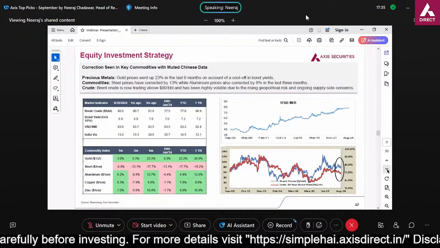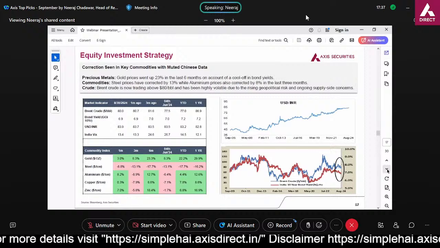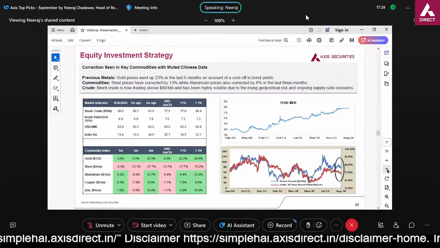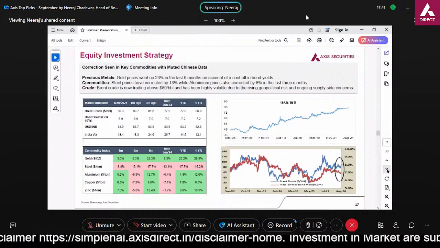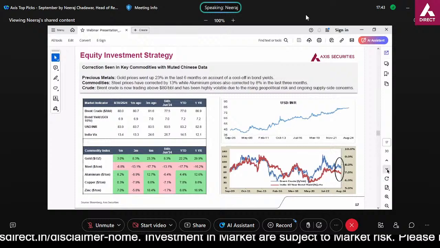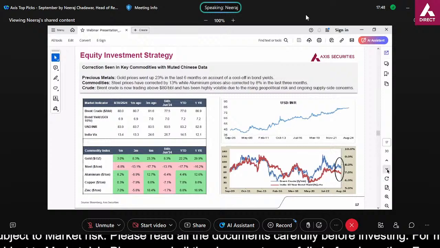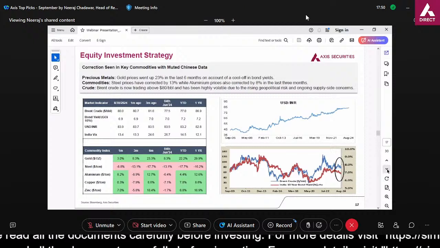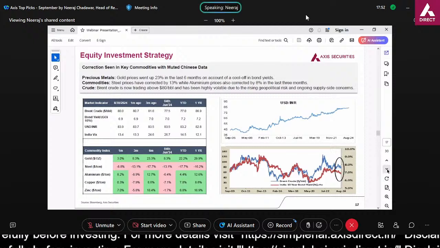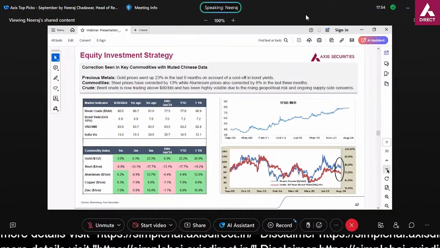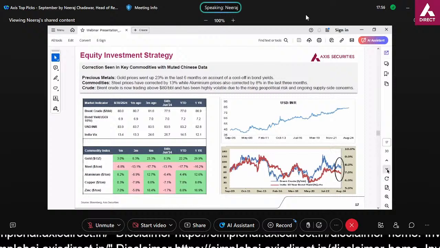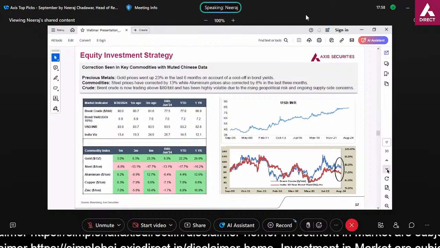If crude trades below $80 per barrel for a meaningful period of time, that will be a very positive situation for India's balance of payments. So I would say this is the monitorable commodity one needs to watch going forward, and that will drive the market direction.